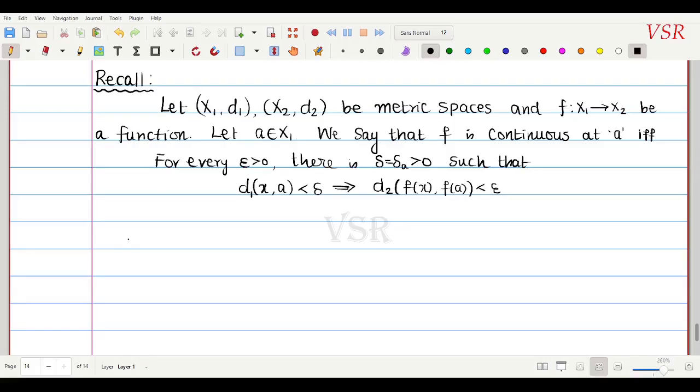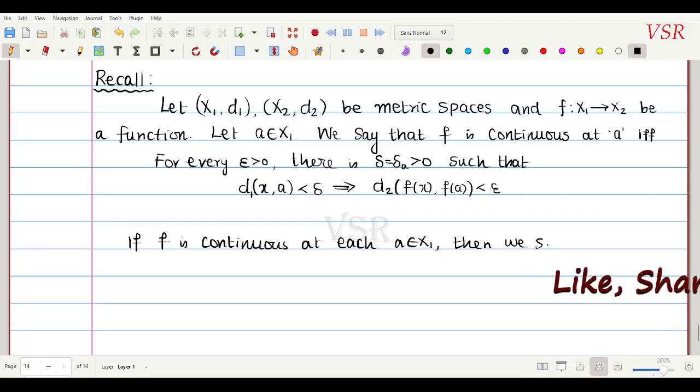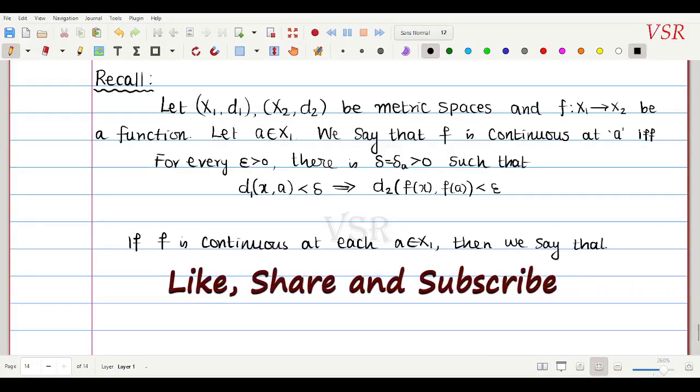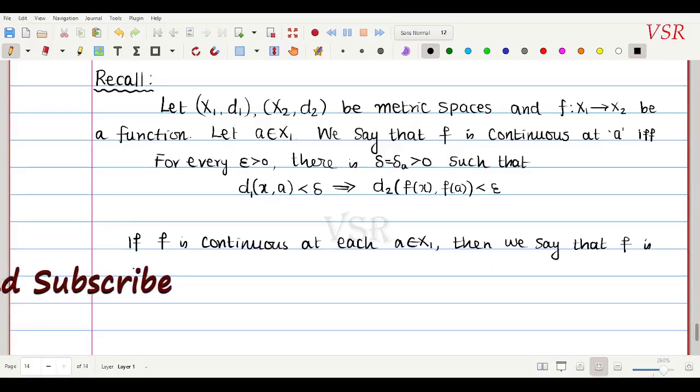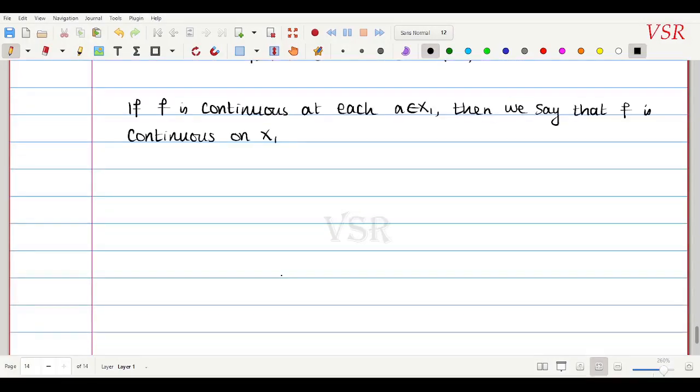If f is continuous at each a belonging to X1, then we say that f is continuous on X1. If it is continuous at every point in X1, then we say that on X1, f is continuous. Now let us see what characterizations we have studied so far.